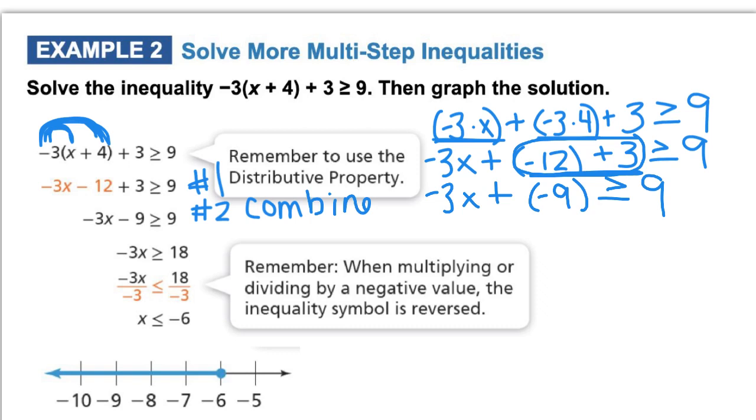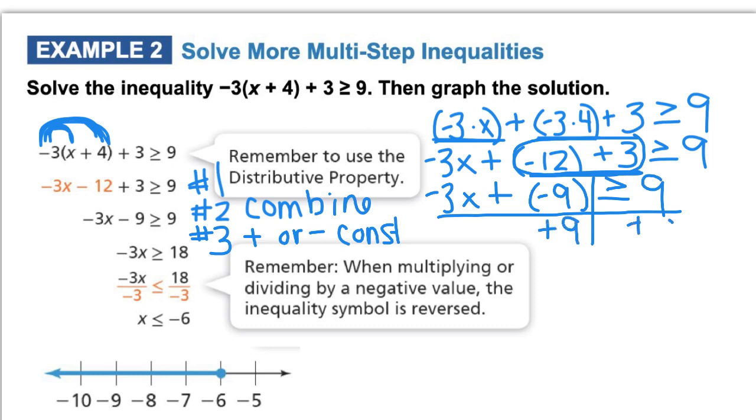All right, now we're on to add or subtract your constant. Remember, you are working on the side that has the variable. So it looks like this negative 9 has to go. In order to make that go, I'm going to add 9 to both sides. And the reason is because negative 9 plus 9 makes 0. That cancels. I'm going to bring down my negative 3x. I'm going to bring down my symbol. And I'm going to bring down 18.